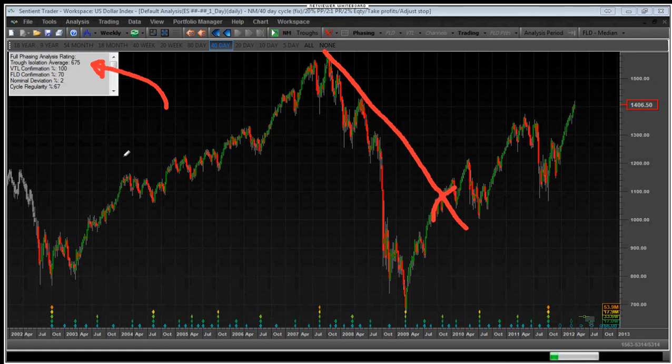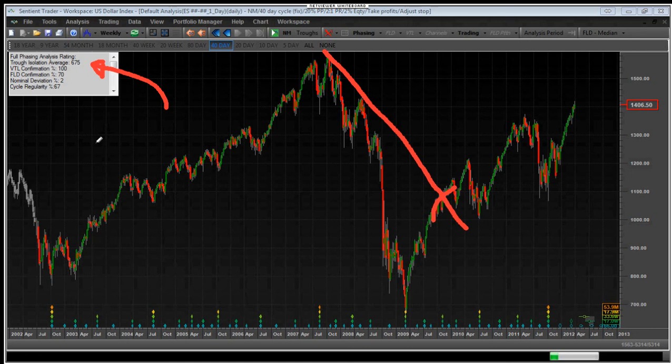Okay. The next thing is the FLD confirmation. The FLD confirmation is exactly the same thing. When price crosses an FLD, it confirms the existence or the formation of a trough or a peak in a particular cycle. So Sentient Trader goes back through the analysis, it finds every single price crossing of every single FLD for every single cycle in this analysis, and it asks itself the question: did this price crossing of the FLD, did it prove to confirm the position of the trough according to this analysis, or would it not have confirmed it? As you can see, the FLD confirmation is always a lot lower than the VTL confirmation rate.